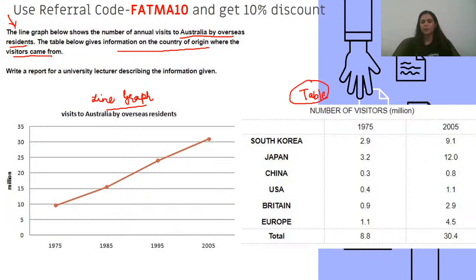Actually, honestly, table is the most common one that you can encounter. Most of the times in your mixed graph question, you would see table is attached with one or the other graphical representation. So here it's a combination of line graph and table. The line graph is giving you information about the number of annual visits that Australia faces by overseas residents, and the table is telling you individually where people are coming from in two different time frames.